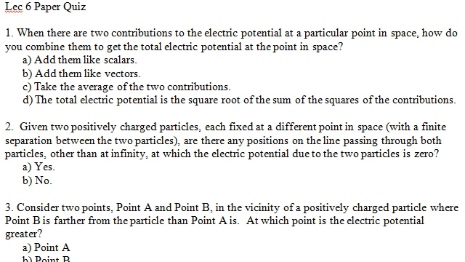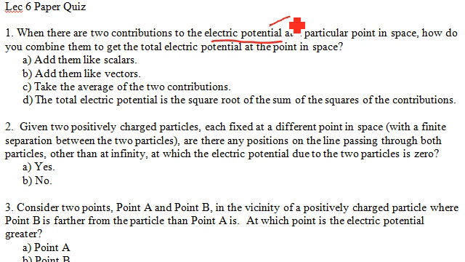In this video I want to go over the in-class Lecture 6 quiz, the in-class quiz on Chapter 6 of your textbook. So number 1, two contributions to the electric potential at a particular point in space. How do you combine them to get the total electric potential at the point in space?